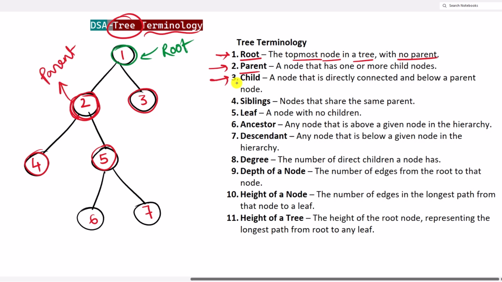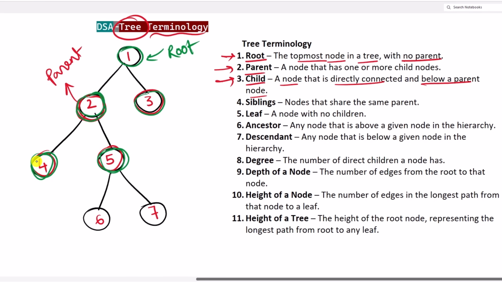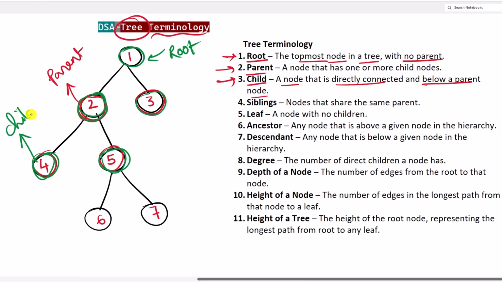So next we have the child node. So a node that is directly connected below a parent node is a child node. Like an example here, 2 and 3, they are directly connected to the node 1. That means we can call them child nodes. Similarly, the node 4 and 5 connected directly to that parent node 2. So these nodes can be called as the child nodes.